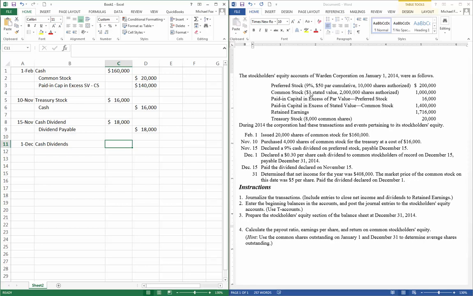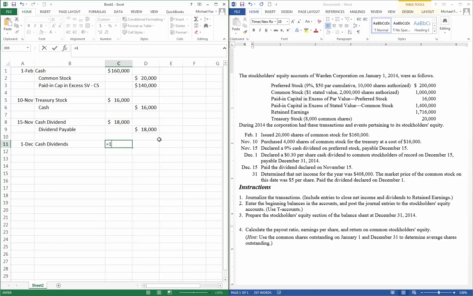But let's see, we know that we just bought some back into treasury stock, right? There's 8,000 shares here. Then we issued 20,000 on February 1st. Remember, what we have here is the old information at the beginning of the year. So this one's a little bit confusing. So to figure out how much cash dividend we're going to pay, or how many shares are out there, we have to do a number of things.